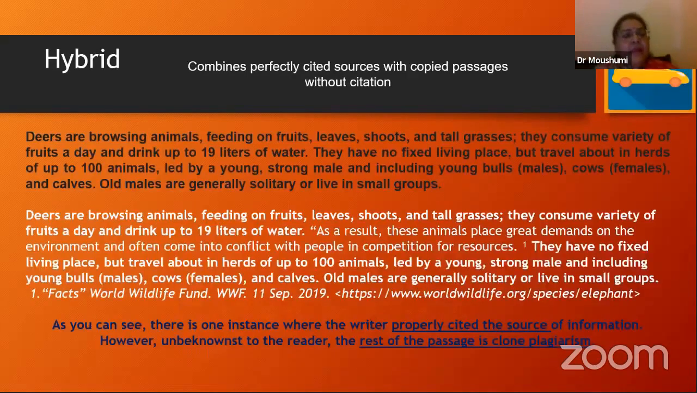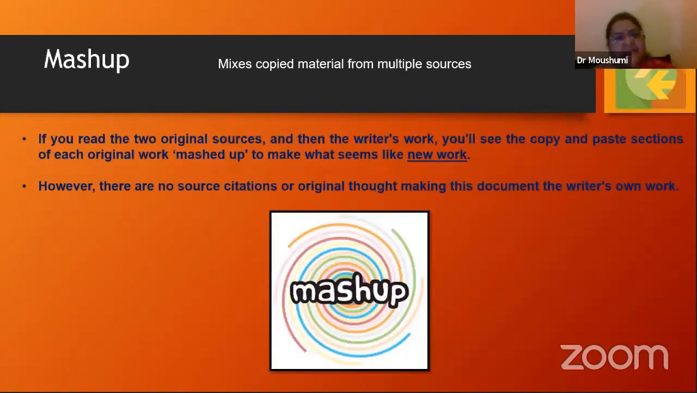Hybrid plagiarism combines everything. Some sources they cite and some they do not cite. It is a type of clone plagiarism again. Mashup. Several ideas they take from multiple sources and they just combine them one after the other, and they produce a new document with no source citations at all. This is also a type of plagiarism.